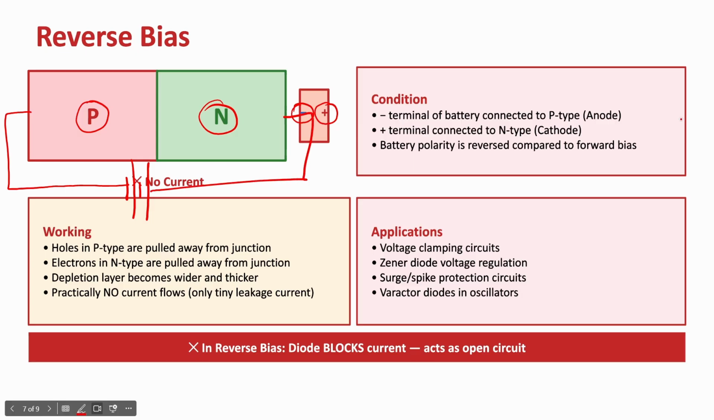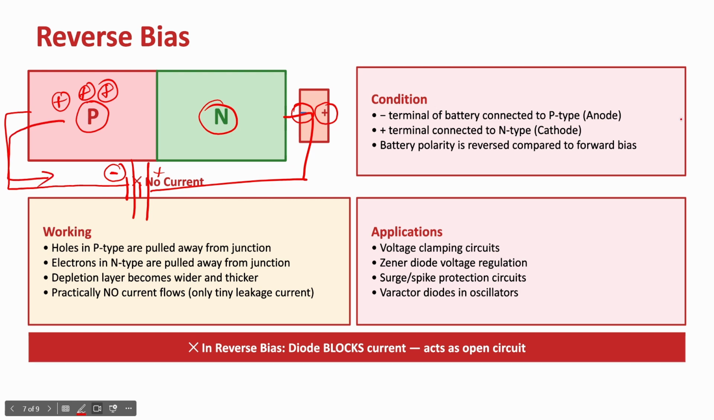Okay. What is the working here? Holes in the p-type are pulled away from the junction. If there is a negative charge, the holes, which are positively charged, are pulled away from the junction. So then what will happen?